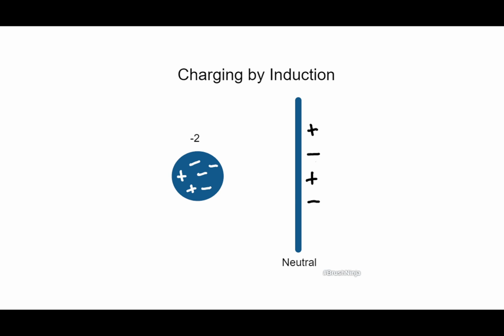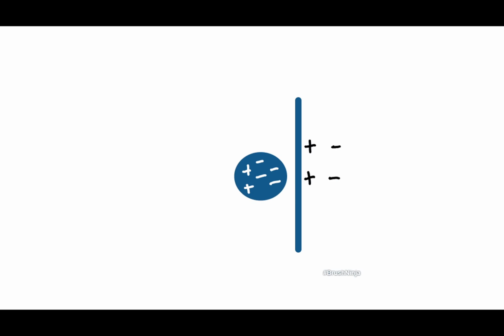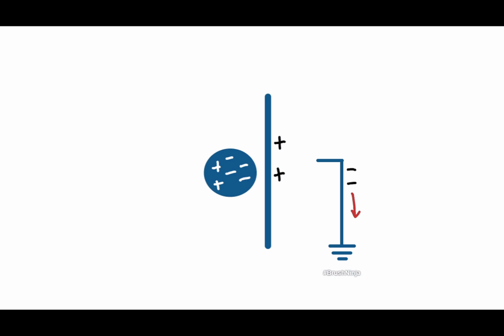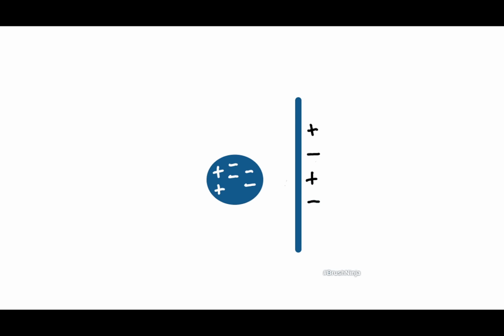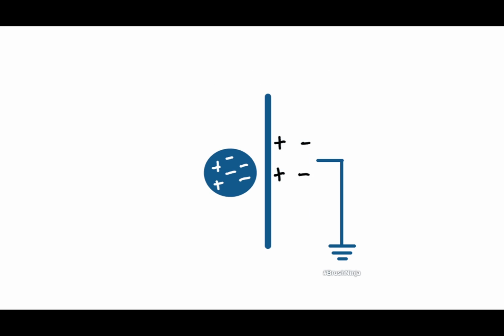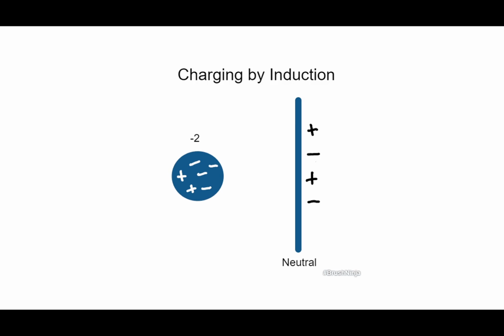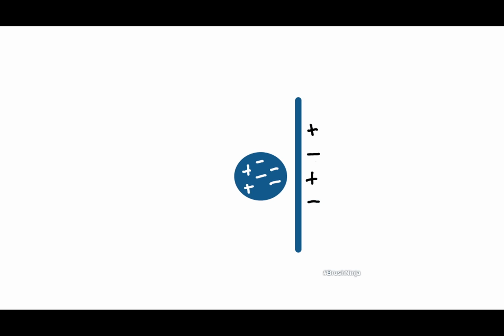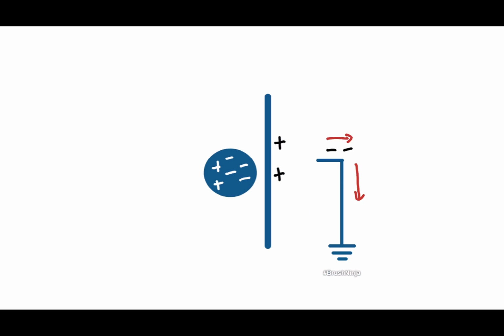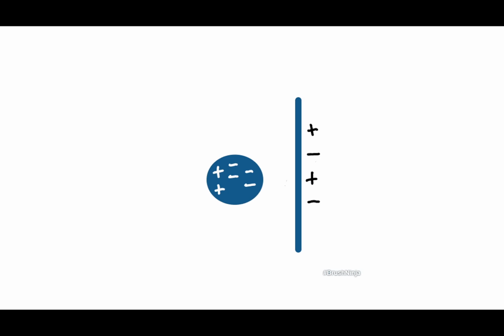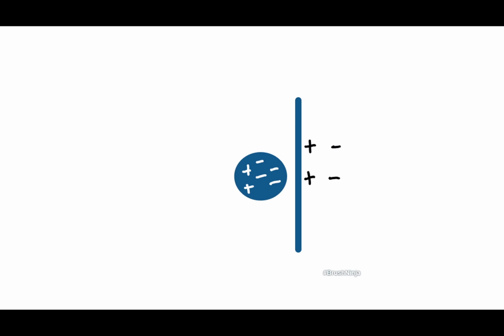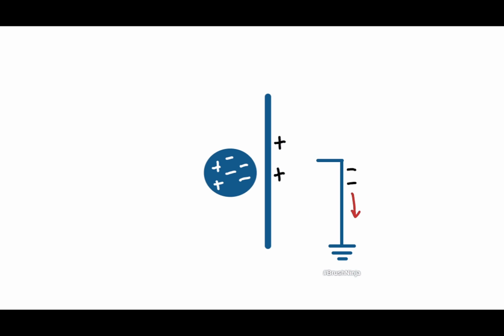So again, we have a negative object and a neutral object. They come close, but they don't touch. When the negative object comes close to the neutral object, as we see here, the negative charges repel the negative charges in the neutral object. They get pushed away. What happens then is that if you attach a ground, the electrons will travel down the ground, and when you remove it, those negative charges are now gone, leaving the object now positive.